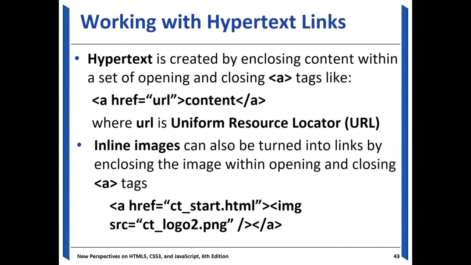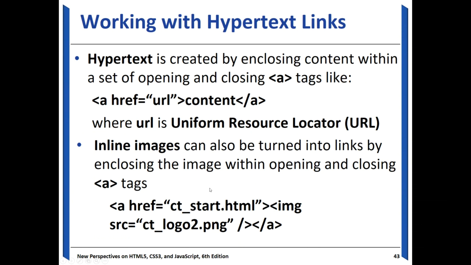All right, so we create a hypertext link by using the opening and closing A tags. So we see here the example of the opening and closing tags. This is the closing bracket for the opening A. We're going to put the URL here in the href. The URL is the Uniform Resource Locator. So if we were going to create a link to Google, we would put google.com, or we'll use the example down here, for example, the CT_start. Okay, so that would be the link to the page.